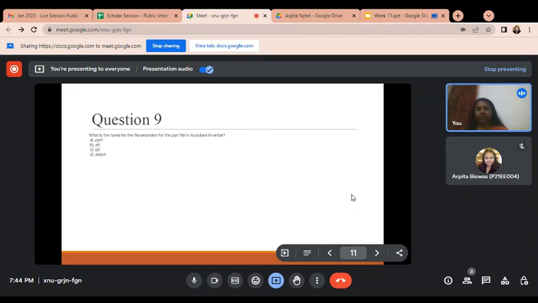Next we are moving to question number 9. What is the name of the file extension for the part file in Autodesk Inventor? So the first option is .part, the second option is .stl, the third option is .ipt, and the fourth option is .sldprt. So go through the question carefully, take your time, and then try to give the answer.